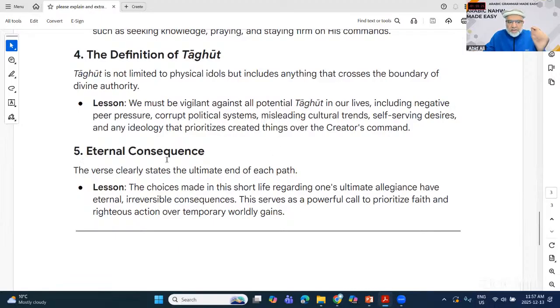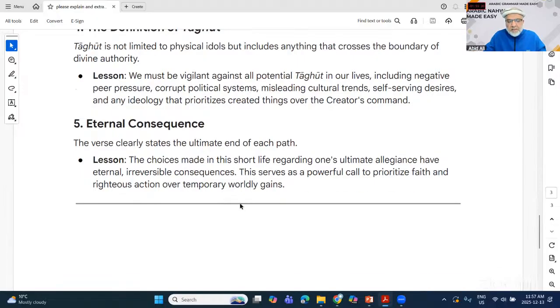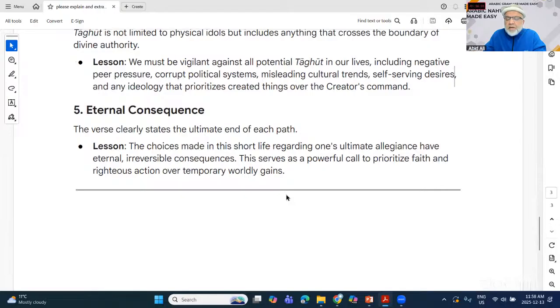The eternal consequence: the verse clearly states the ultimate end of each path. Lesson: the choices made in this short life regarding one's ultimate allegiance have eternal, irreversible consequences. We either have Jannah or Jahannam. Once you enter Jannah, nobody is kicking you out. Once you enter Jahannam, there is no way out. So this is irreversible, it is eternal. This serves as a powerful call to prioritize faith and righteous action over temporary worldly gains.